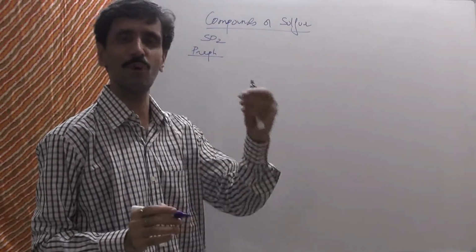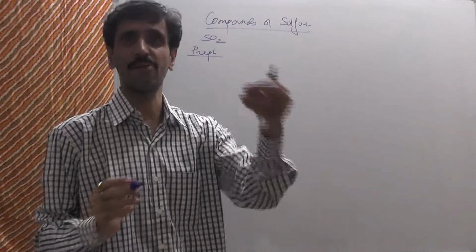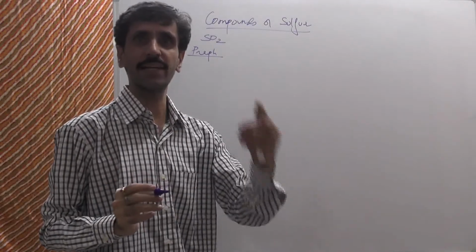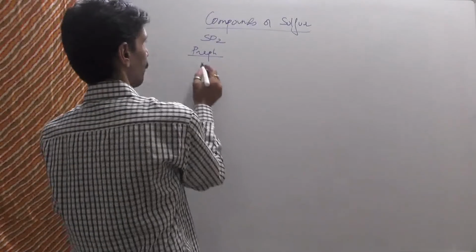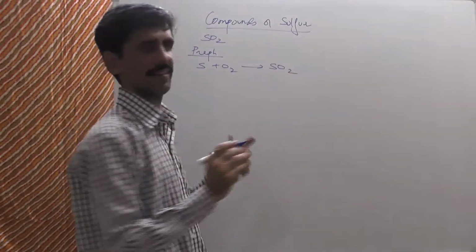सबसे पहला most easiest one, and that is combustion of sulfur powder results in sulfur dioxide. Combustion का मतलब क्या होता है? Heating in presence of air. So S plus O2 giving you what? SO2. It is as simple as that.